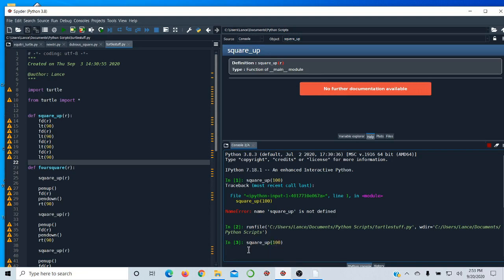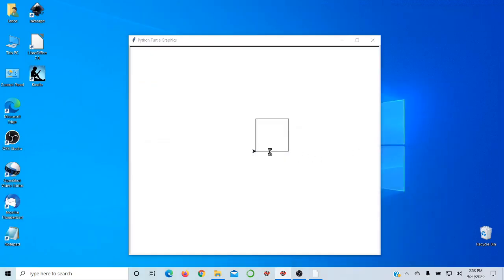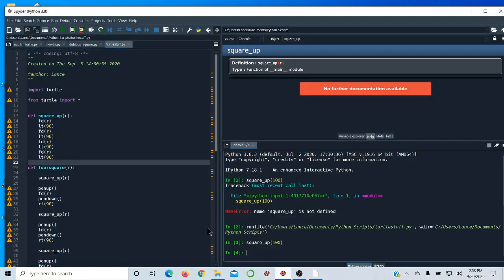So let's see how that came out. There it is. Here's the cursor, and it goes around like that. So that's what I wanted to get. So I've got that nicely packed in a square up function.